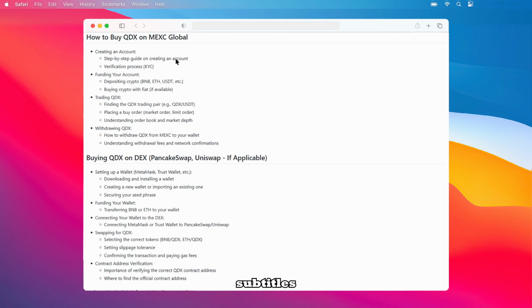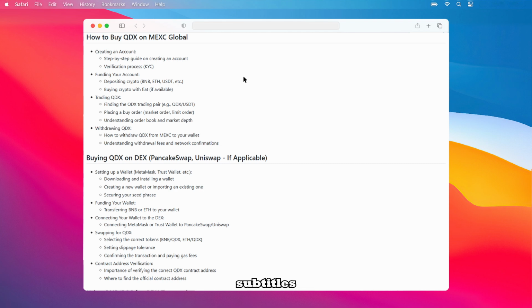Let's talk about buying QDX on a DEX, such as PancakeSwap or Uniswap, if applicable. The first step is setting up a wallet, such as MetaMask or Trust Wallet. Download and install the wallet, create a new wallet, or import an existing one, and be sure to securely store your seed phrase. Next, you'll need to fund your wallet by transferring BNB or ETH to it.